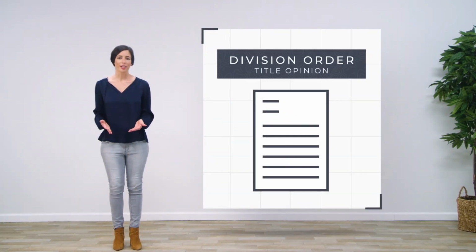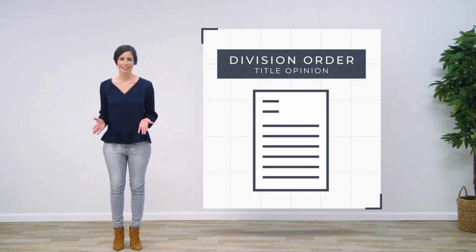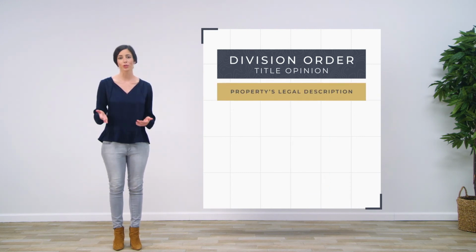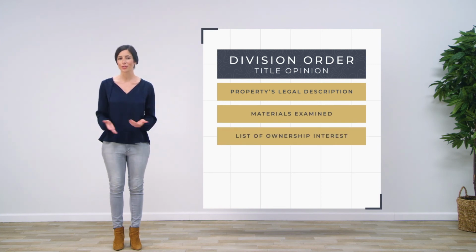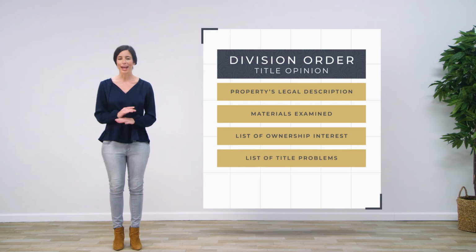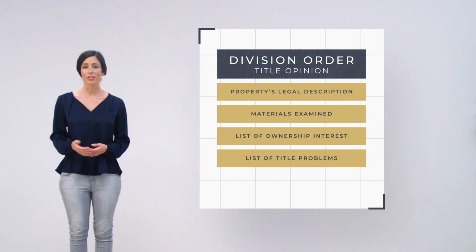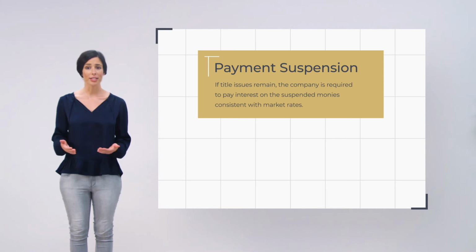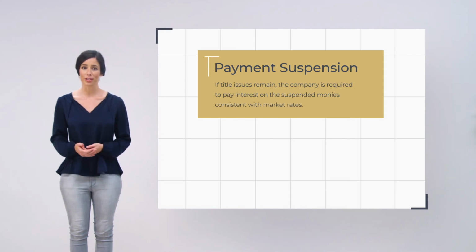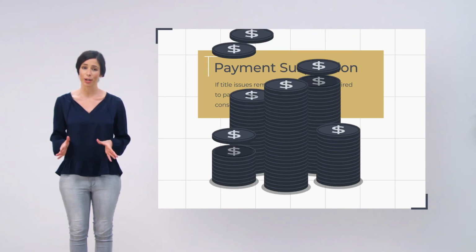The division order title opinion is chock full of details and information. Everything from the legal description of the property, to the materials examined, to listing out everyone with interest in the well. It also calls out any title problems that need to be addressed before payments can be made. The division order title opinion protects a company like Blue Sky Oil by ensuring the title is clear before revenues are dispersed. If title issues remain, a company can put payments into suspension. If this happens, the company is required to pay interest on the suspended monies consistent with market rates.